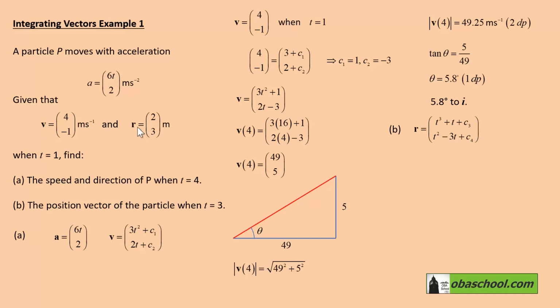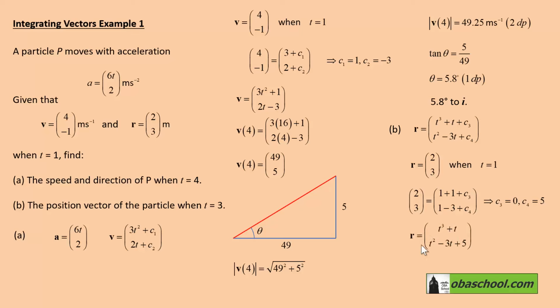We know that r is (2, 3) when t is 1. So 2 is going to be 1 plus 1 plus c3. And 3 is going to be 1 minus 3 plus c4. And that tells me that c3 is 0 and c4 is 5. And so r is going to be (t cubed plus t, t squared minus 3t plus 5).